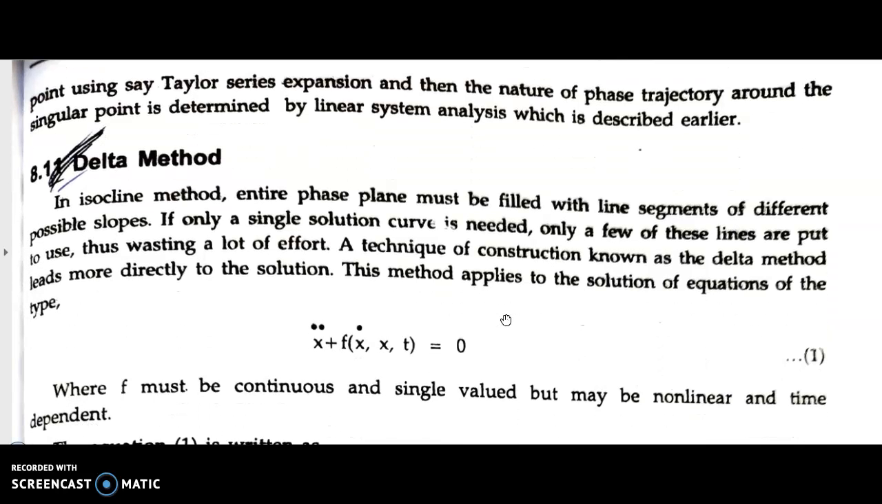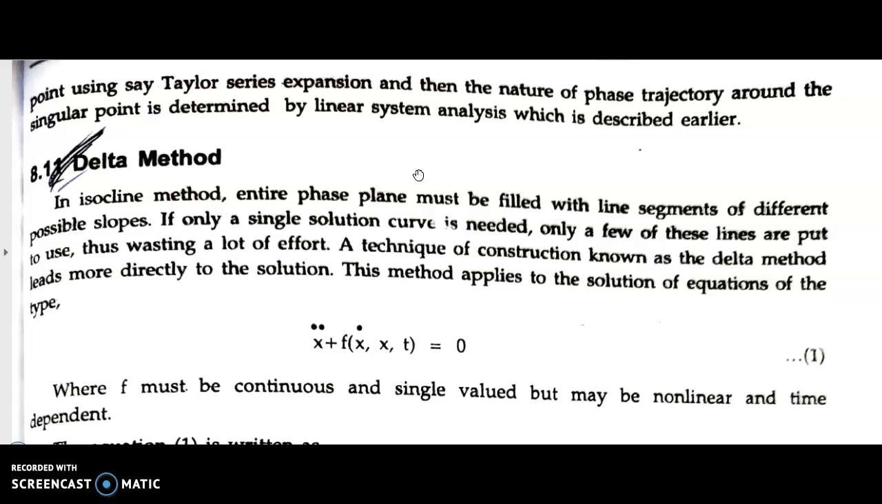The isoclinal method is the first method in the phase plane, and the second method is the delta method. In phase plane analysis, the isoclinal method and the delta method are both very important. In the isoclinal method, we draw the entire graph of all possible slopes.